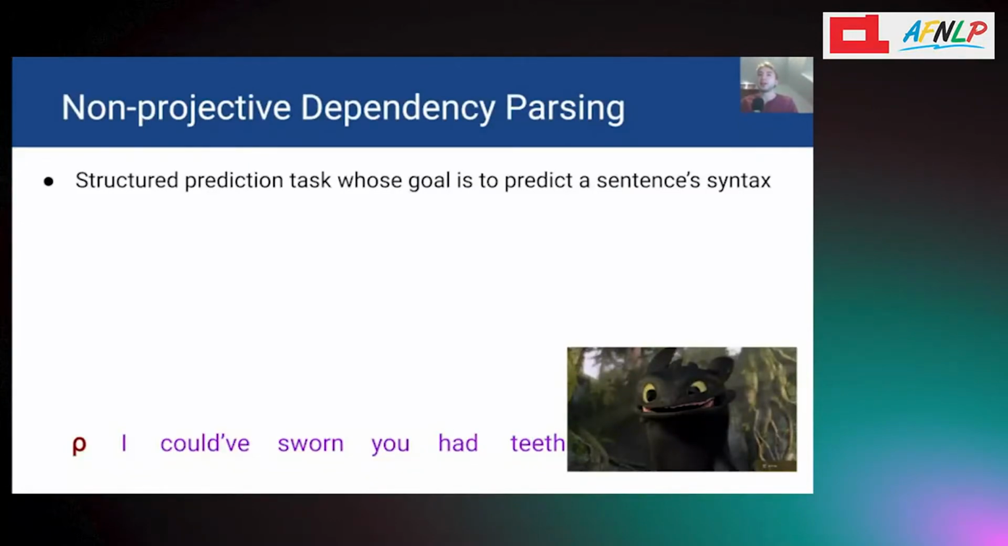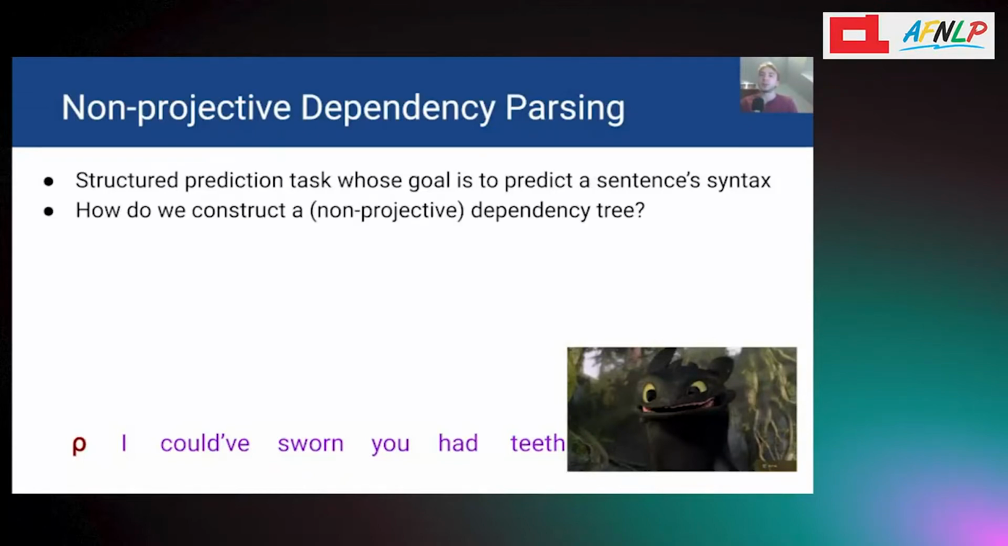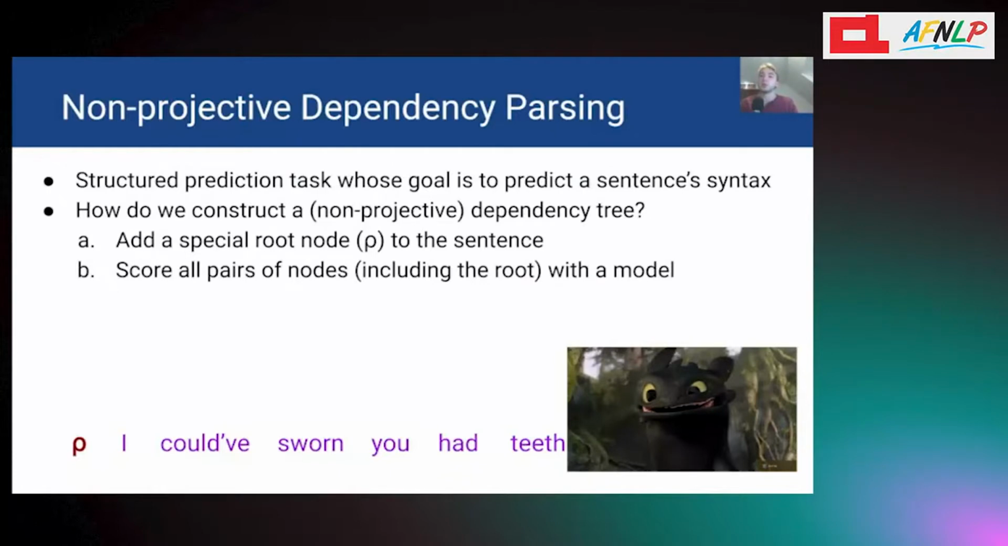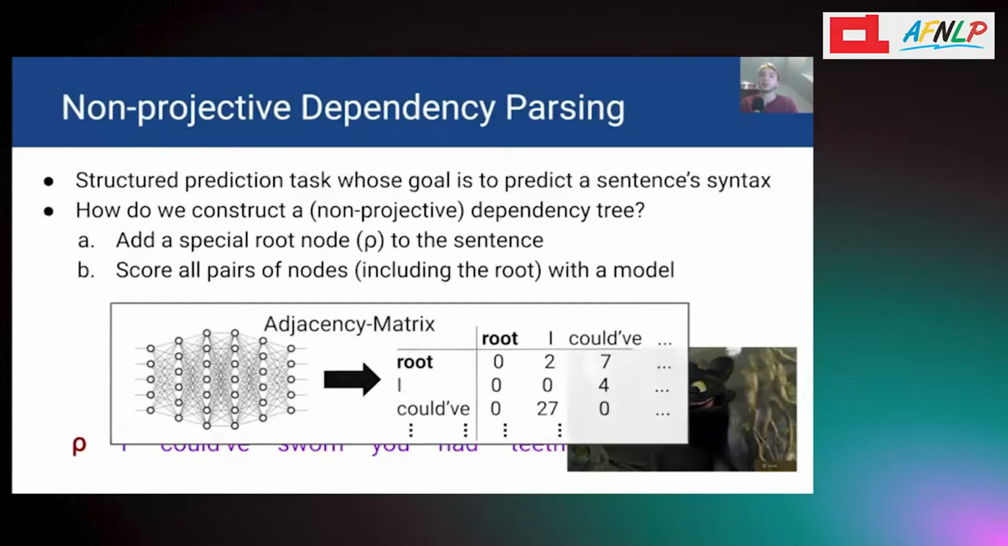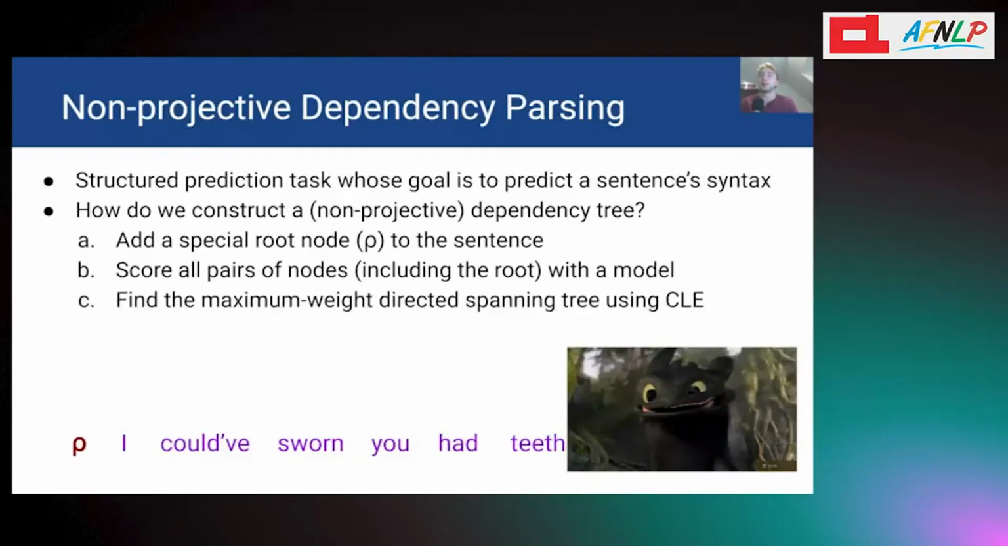Dependency parsing is a task of predicting syntactic structure for a sentence, and graph-based dependency parsers work by converting a sentence into a dense graph where nodes are words and edges are possible dependency relations. We also add a root node to the sentence to mark the root of the dependency tree. We then compute scores for all edges in the form of an adjacency matrix, using a learned model such as a neural network. And finally, we use the Chu-Liu-Edmonds or CLE algorithm to find the maximum weight directed spanning tree.